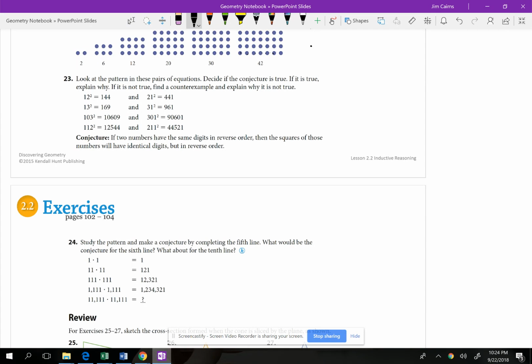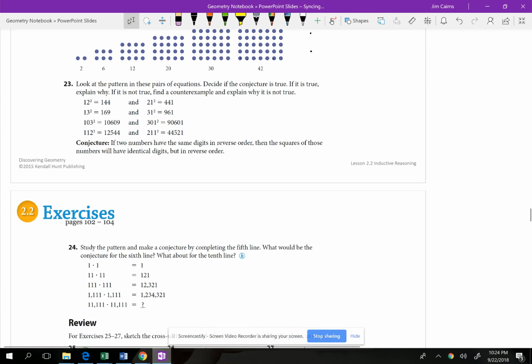Wow. So if two numbers have the same digits in reverse order, wow. Yeah, that is true according to these examples. I have to find a counterexample making it not true. What's another example?